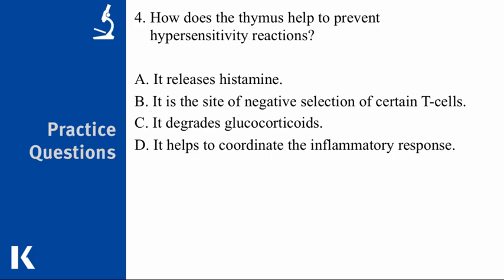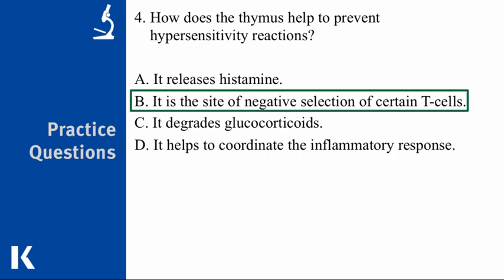Finally, check out what you know about hypersensitivity. B is the right answer. Hypersensitivity can be limited by killing defective immune cells, and overenthusiastic T cells are negatively selected for in the thymus.